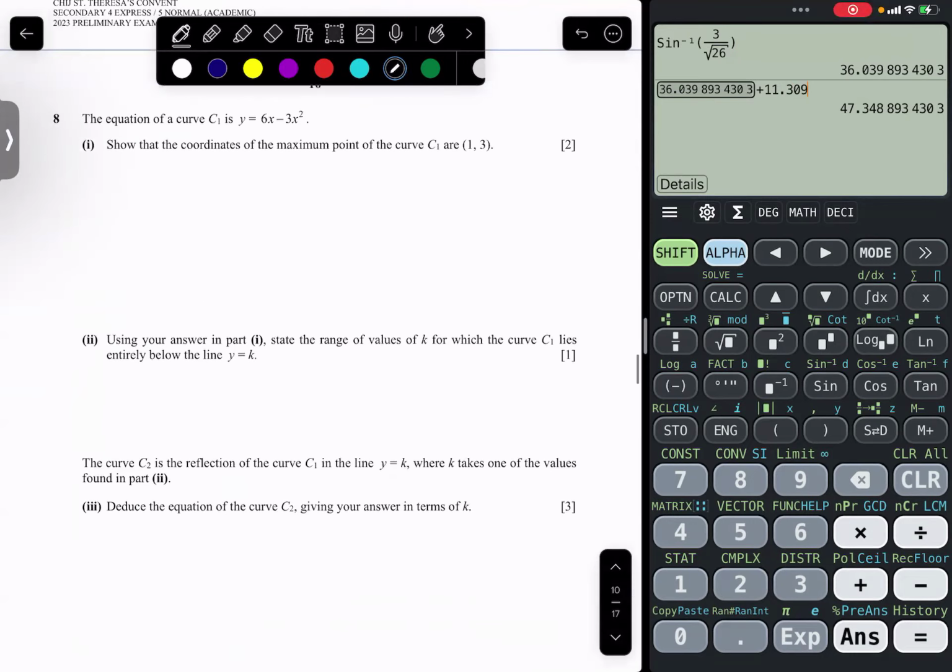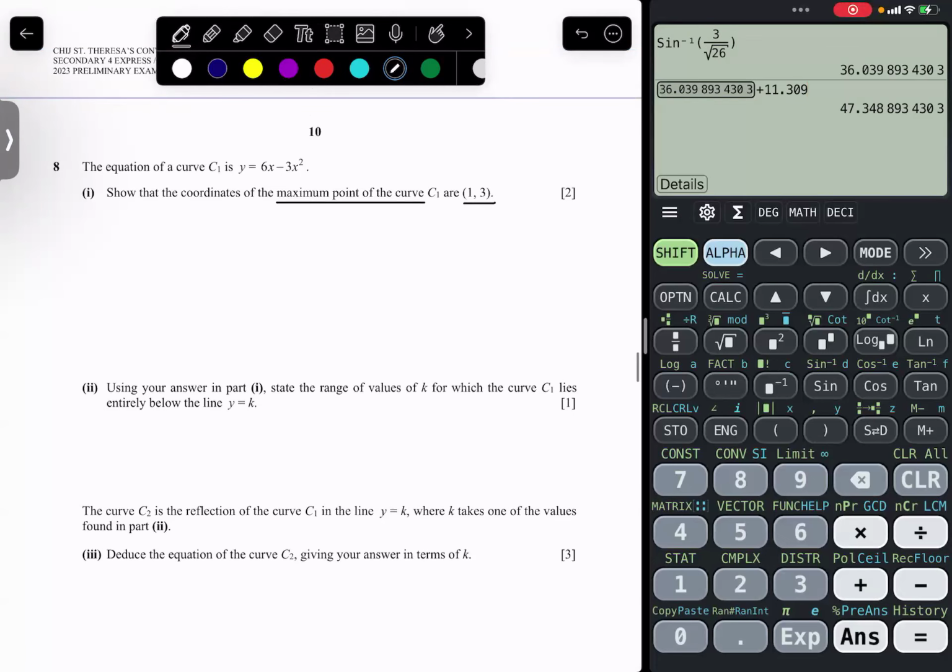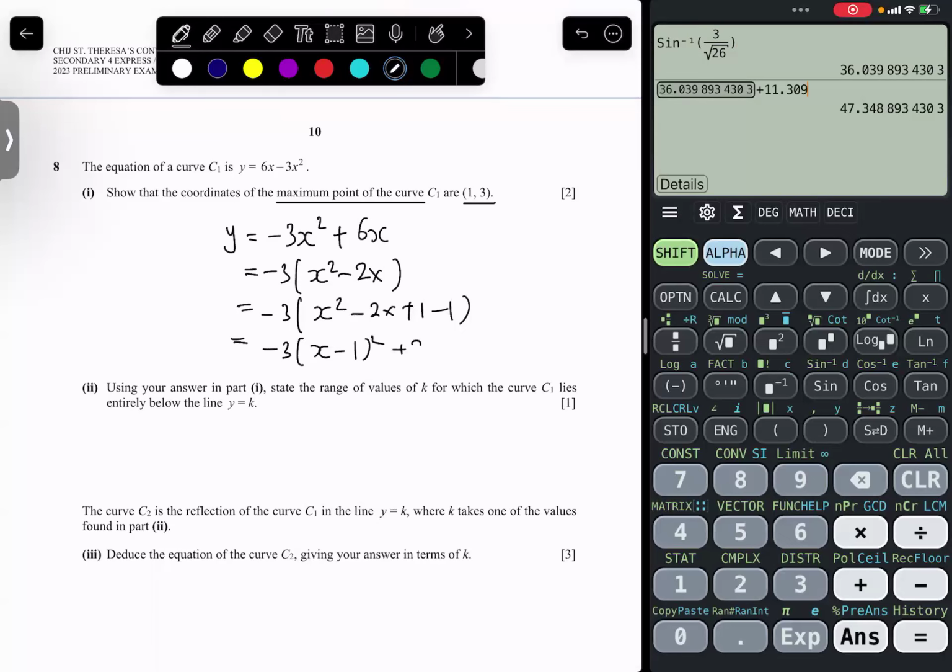Okay, question 8. The equation of a curve C1 is y equals 6x minus 3x squared. Show that the coordinates of the maximum point, keyword maximum point, are 1 and 3. So that means this is going to be completing the square. y equals negative 3x squared plus 6x equals negative 3 times (x squared minus 2x). To complete the square, equals negative 3 times (x squared minus 2x plus 1 minus 1) equals negative 3(x minus 1) squared plus 3.